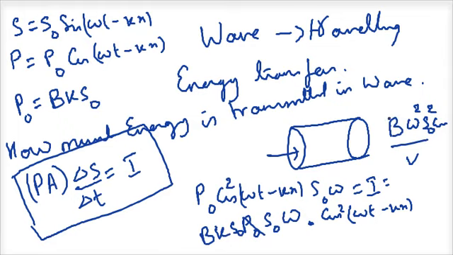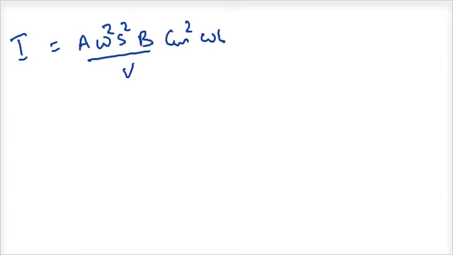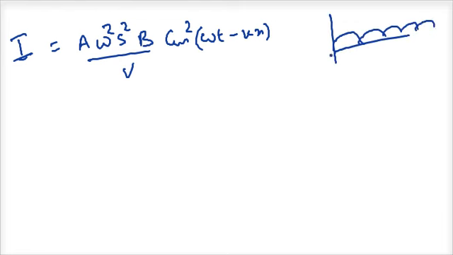Okay, so from here I'll rewrite the expression again: the intensity of the wave is equal to A omega squared S squared B by v into cos squared(omega t minus kx). That means as time varies, the power intensity is also varying as a cos squared function. So the power is not a constant. But in one time period we can find out the average power. So the average value of cos squared is half.